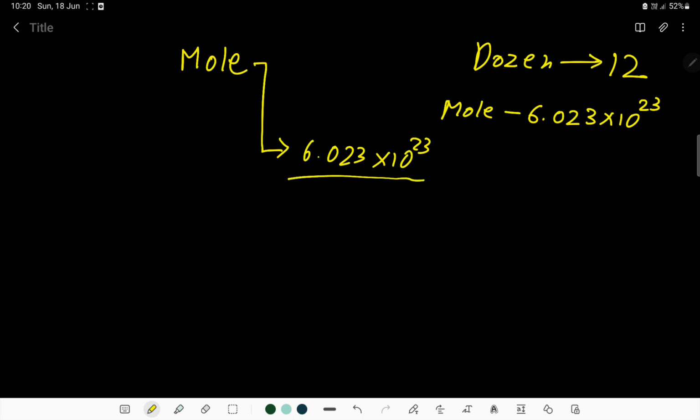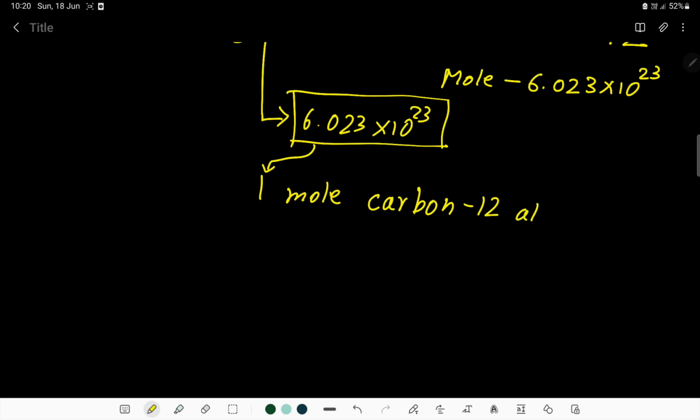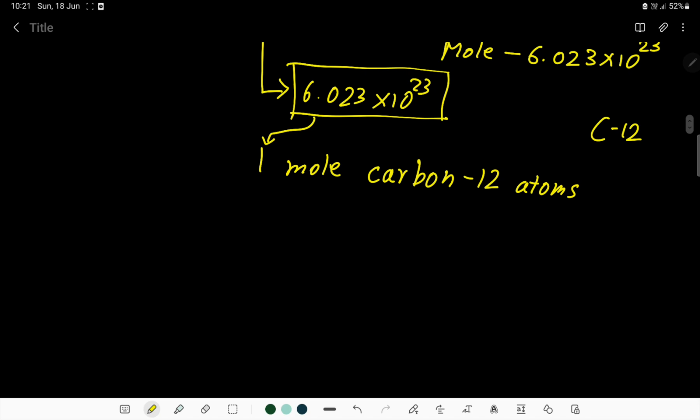But why is the number so specific? Why just 6.023 into 10 to the power 23 and nothing else? There's something very special about this number. And that special thing is that one mole, which means 6.023 into 10 to the power 23 atoms of the C12 isotope of carbon, makes exactly 12 grams of carbon.